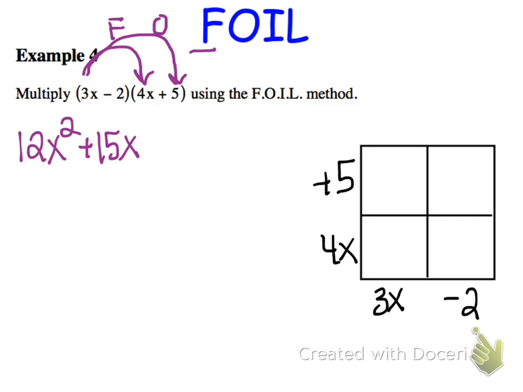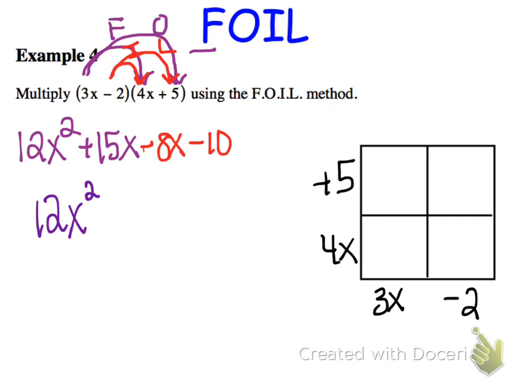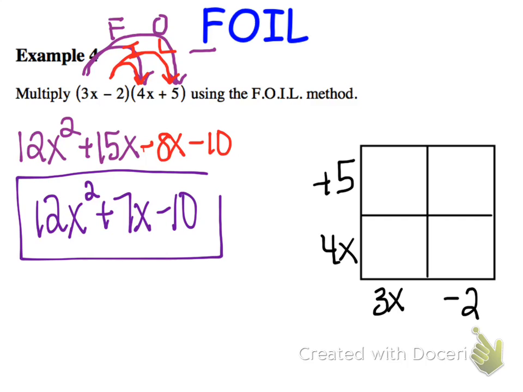Now we move on to the negative 2, and I'm going to multiply negative 2 with the 4x, and notice that's the inside, so that's where that I comes from. And we get negative 8x. And finally, I'm going to take that negative 2 and I'm going to multiply it with the 5, and I get negative 10. And those are the last terms, so that's where that L came from. Now, when you combine the things that are the same in the end, so you'd still have to go through and do your combining, you end up with 12x squared, 7x minus 10, which would be the final answer.